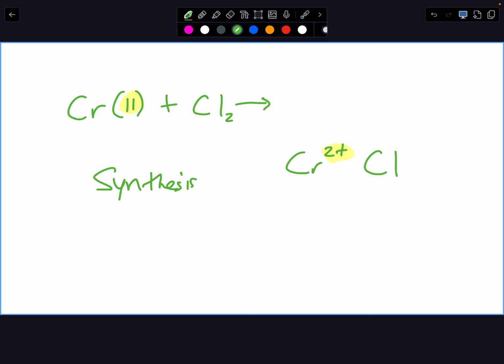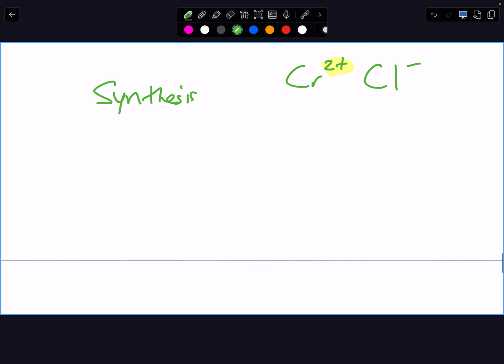Chlorine, which is minus. So what's the formula? CrCl2. There you go. It's done. It's balanced. And if I went back to my table, I would see it's aqueous. Okay, how about this one?